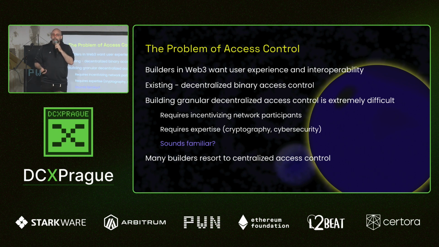And usually what happens is that builders resort to centralized solutions, right? If you want to allow people to do the most basic thing, which is purchase different currencies, different tokens, then you want to create an exchange, and then you just create a centralized exchange, and then they implode and people lose billions, and that's basically part of the problem of access control.